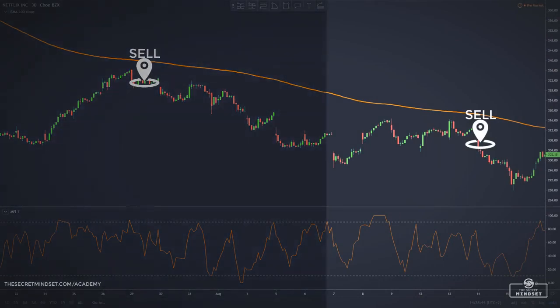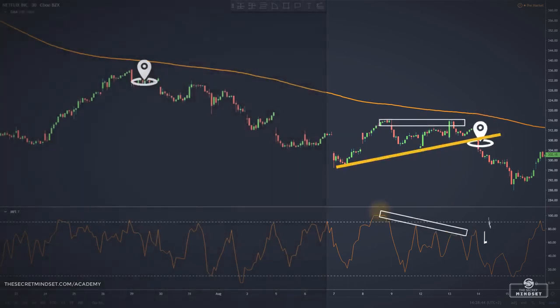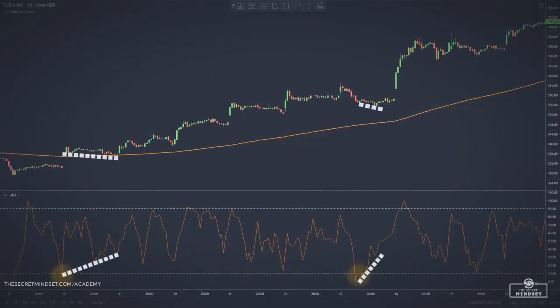The second signal appeared here, within the same conditions. We have a double top in price, but lower MFI readings, plus the overbought level, and the trendline breakout. Here are other examples of valid trades using the money flow index.